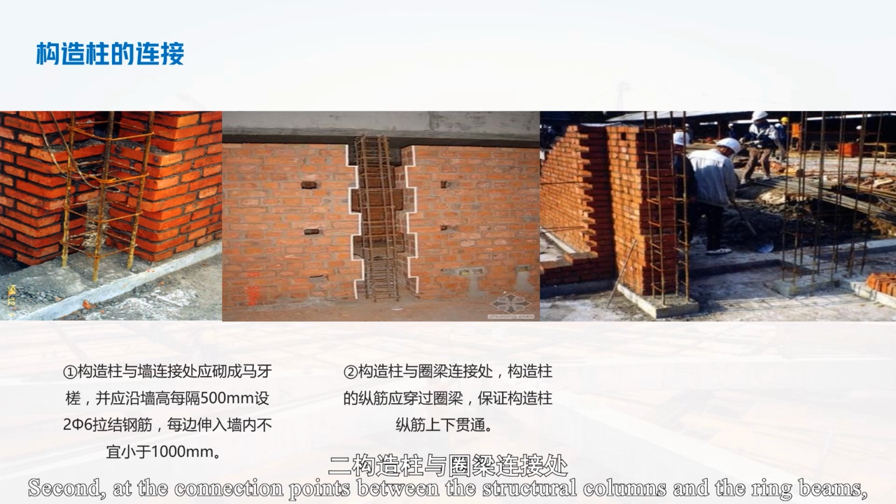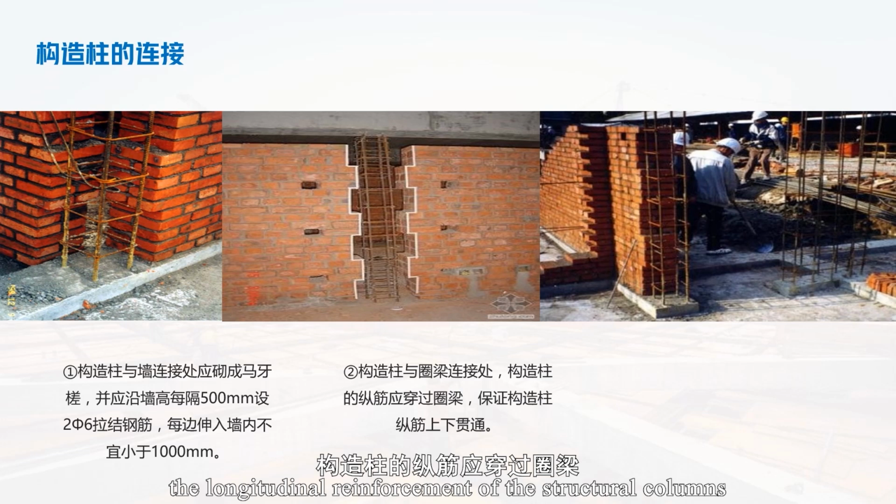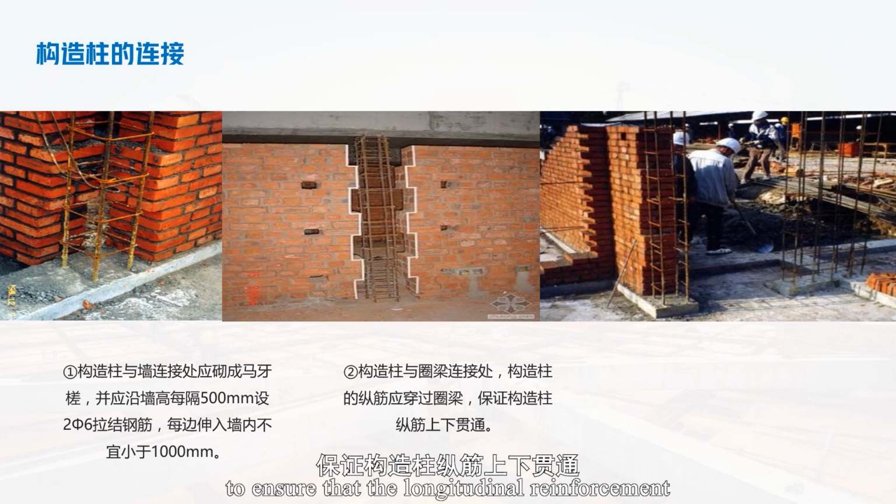Second, at the connection points between the structural columns and the ring beams, the longitudinal reinforcement of the structural columns should pass through the ring beams, to ensure that the longitudinal reinforcement of the structural columns is continuous from top to bottom.